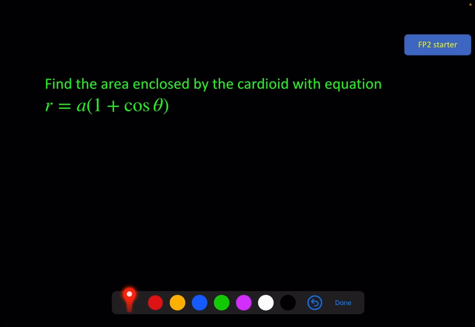Hello and welcome to the final video of the FP2 chapter Polar Coordinates, and therefore the final video of this whole module. Starter question on the screen: find the area enclosed by the cardioid with the equation r equals a(1 plus cos theta).